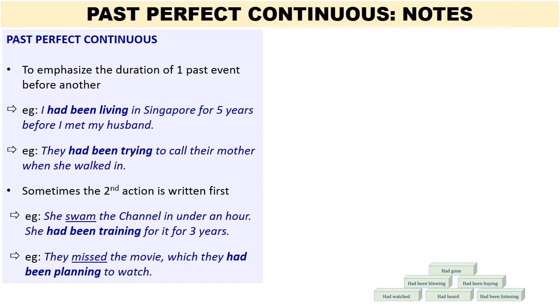Now, sometimes we will say or write the second action first. For example, she swam the channel in under an hour. She had been training for it for 3 years. They missed the movie, which they had been planning to watch.